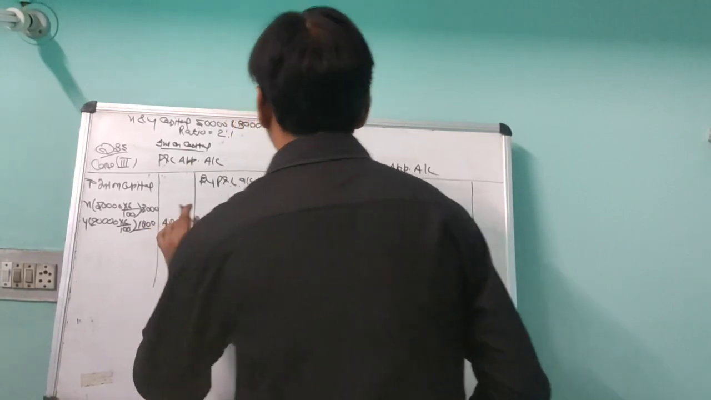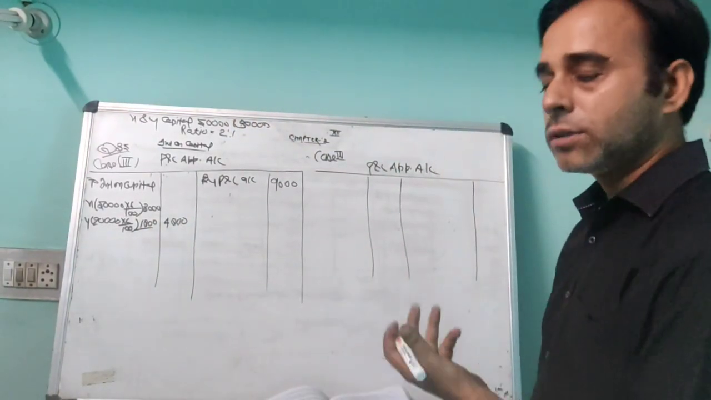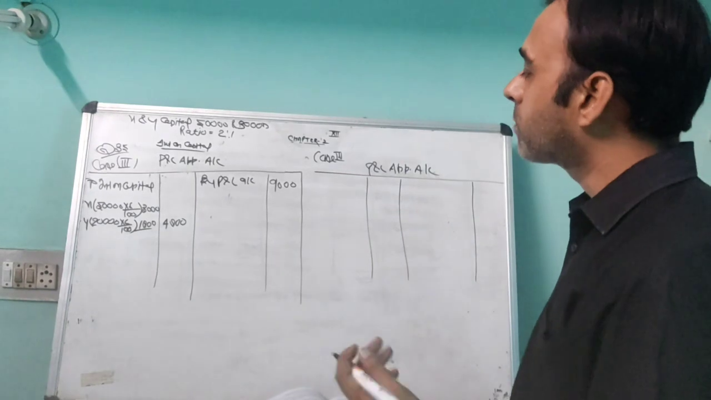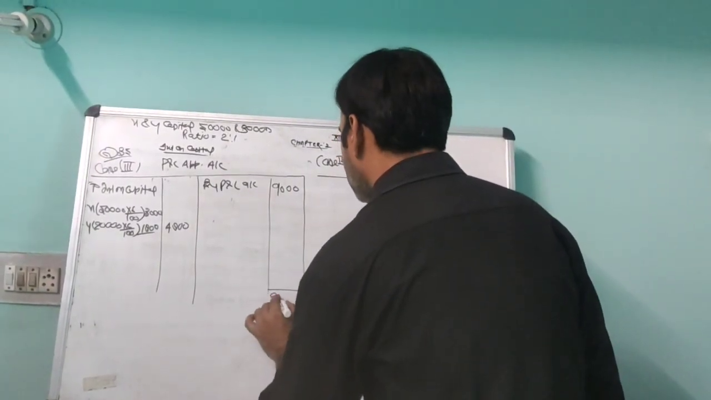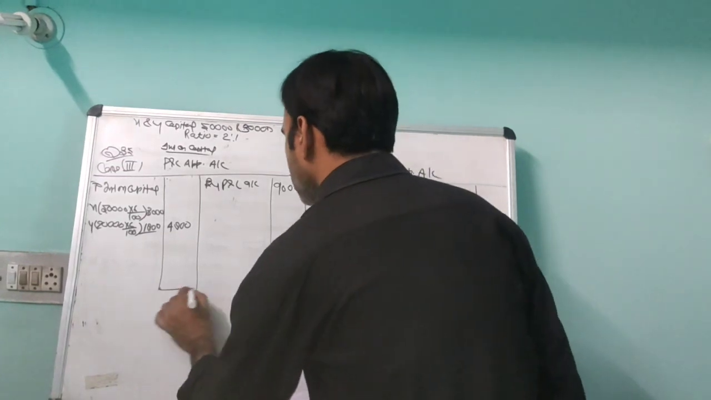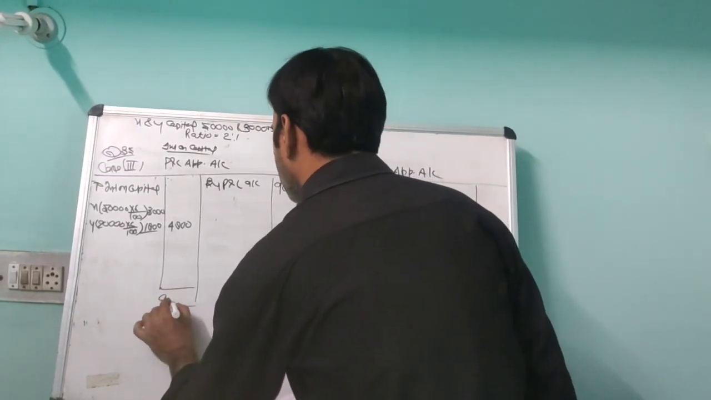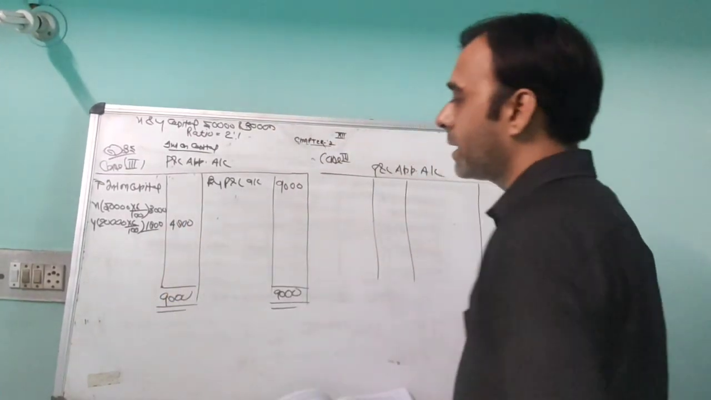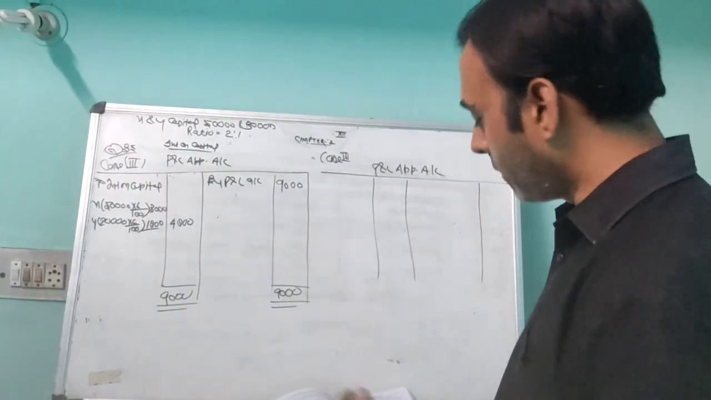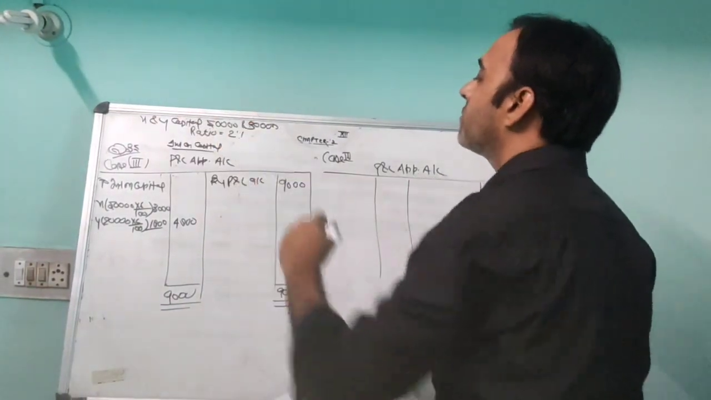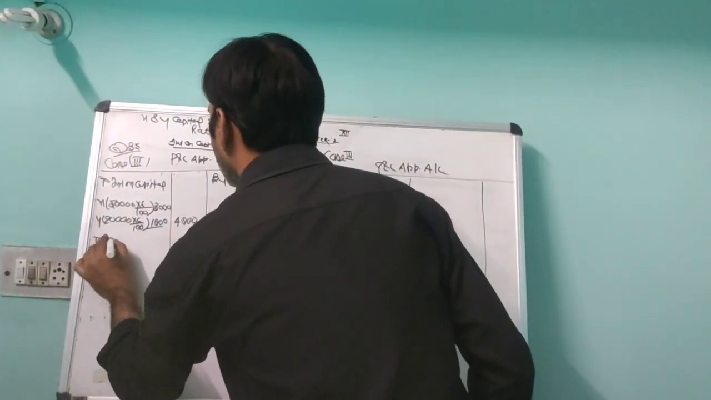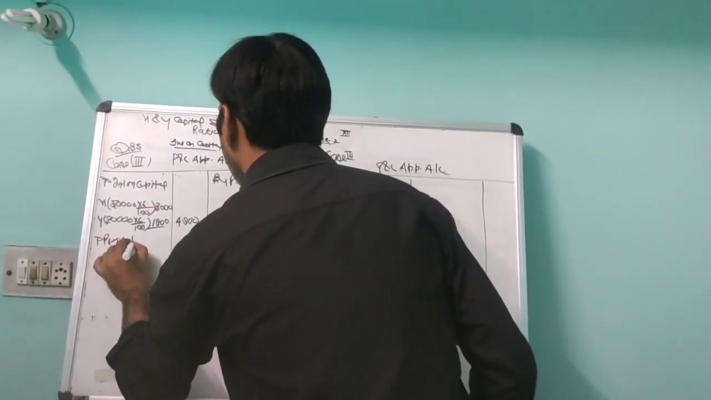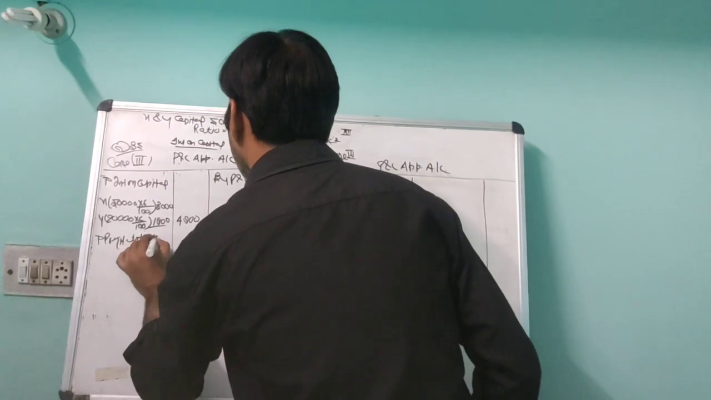Now we need not pay anything else, nothing else is given in the question. The rest of the profit will be distributed between the partners. We calculate the rest of the profit: out of 9,000, whatever we paid we subtract, and 4,200 is left. It will be distributed between X and Y in the profit sharing ratio. What do we write down? Profit transferred to capital account.